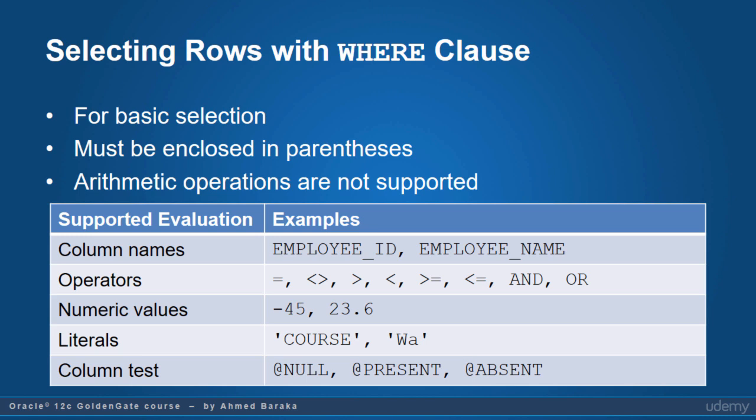The table in the slide is showing the supported evaluations in the WHERE clause. You can reference the column names, use the comparison operators, numeric values, literals, and test functions. Being a DBA, you should be familiar with the first 4 items in the table. They are very similar to the conditions you use in SQL language. But the last item in the table is GoldenGate specific. They are called column tests, and I'm going to talk about them in the next slide.